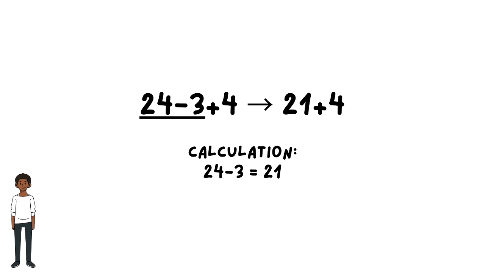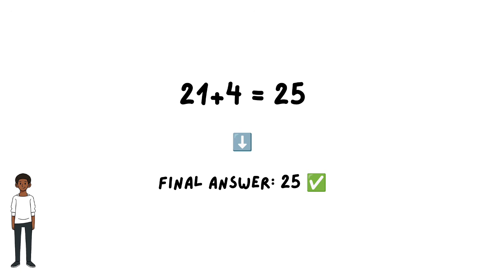Step 4. Subtraction and addition share equal priority, so we work strictly from left to right. 24 minus 3 equals 21. Now we are left with 21 plus 4. Step 5. Add 21 plus 4. 21 plus 4 equals 25. So our true final answer for question 3 is 25.